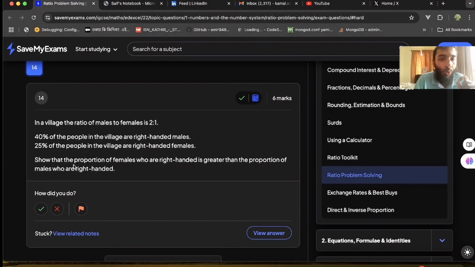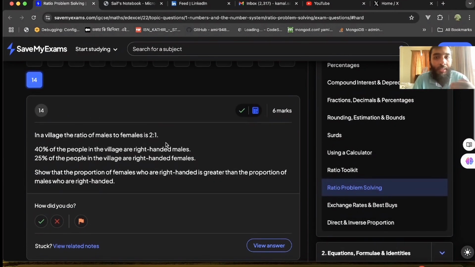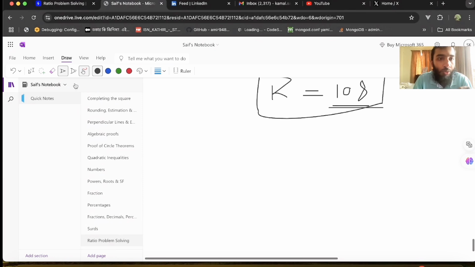So you have to show that the proportion of females who are right-handed is greater than the proportion of males who are right-handed. That means the proportion of females, or the percentage, you can say the percentage of females who are right-handed of the female population is greater than the percentage of males who are right-handed of the male population. Okay, so let's demonstrate this. Let's use the notepad, and I'll use my pen tool.